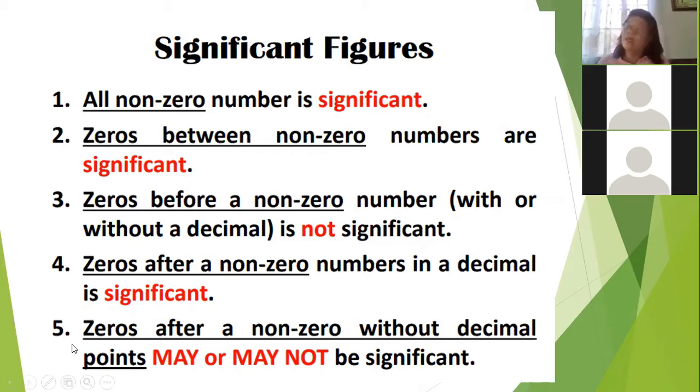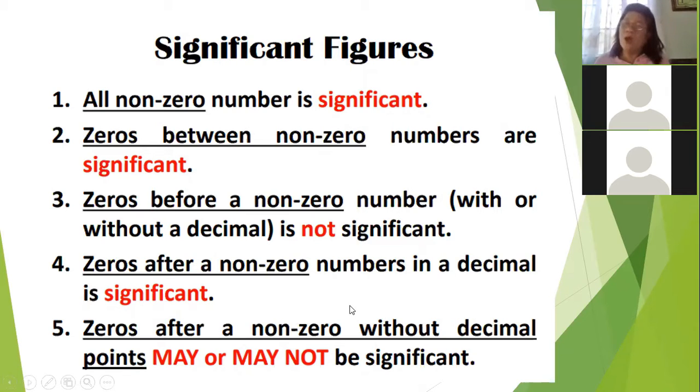Okay. So, rule number 5, zeros after non-zero without a decimal point may or may not be significant. Zeros after non-zero without a decimal point may or may not be significant. For instance, 525.0250. Okay. So that last 0 could be significant, or it could be not significant. So that is what is meant by significant figure.